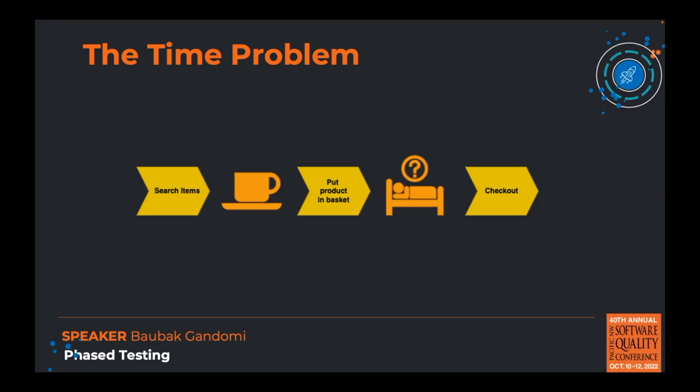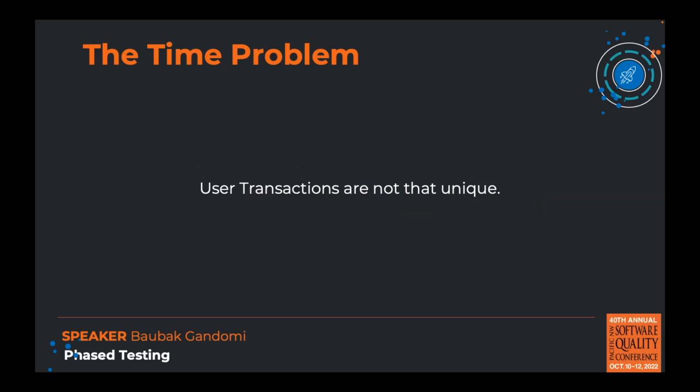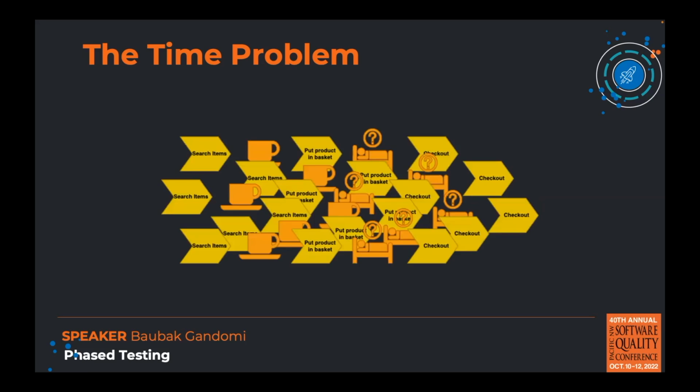Now, there's another problem with time, and that is that user transactions are not that unique, especially in web systems. If we take our same scenario, there are a lot of people doing the same thing, and they're taking their time, doing things in non-atomic ways, but at different moments. So people are at different stages in their process or workflow, if we can call it that, and the system changes can happen at these times.